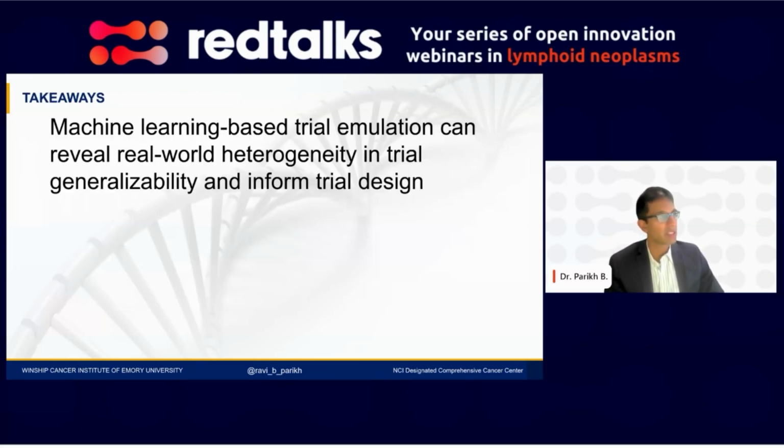So the main takeaway is that machine learning-based trial emulation can reveal real-world heterogeneity in clinical trial design and clinical trial generalizability assessment, and could be used to help inform future clinical trials if, say, for example, we identify that a particular treatment doesn't work for a certain subgroup. Could that subgroup be subject to a different type of clinical trial?